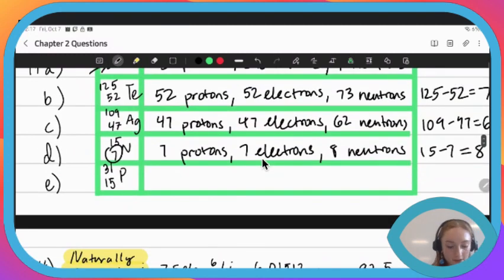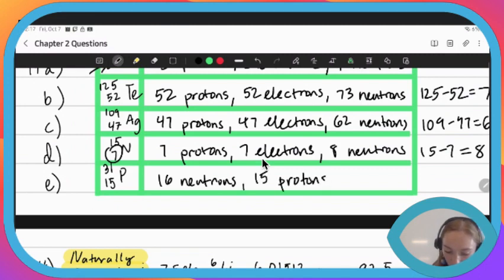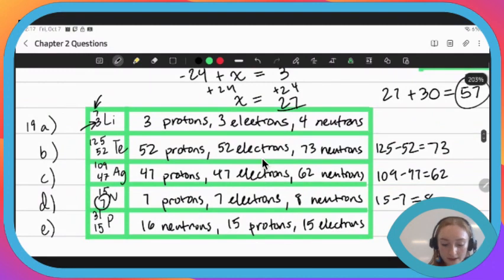Okay, in phosphorus, we have 31 as the mass number, so 31 minus 15, we could figure out the neutrons as the one before, so that would be 16 neutrons, 15 protons, and 15 electrons. So hopefully that makes a little bit more sense on how to identify how much is of what.